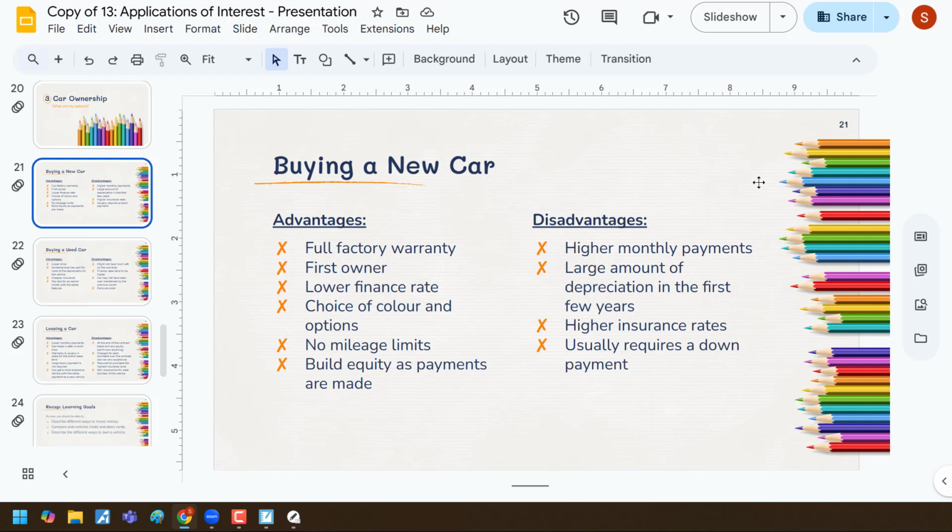Disadvantages can be higher monthly payments, a large amount of depreciation in the first few years, higher insurance rates, and it usually requires a down payment.